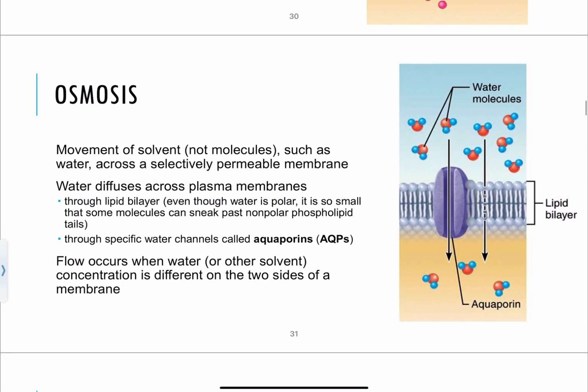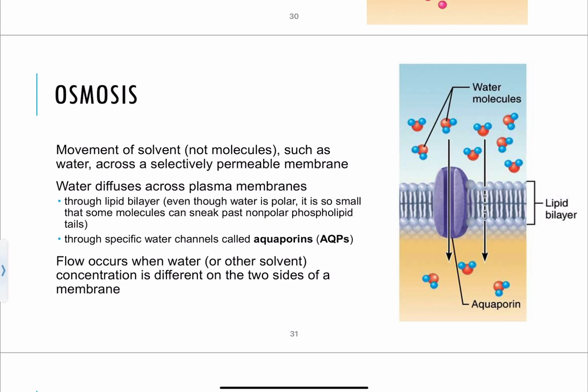The third type that we need to talk about is going to be osmosis. When we talk about osmosis, we're talking about the movement of water or the solvent, not the solute particles. So when we talked about facilitated diffusion or simple diffusion, we're talking about molecules crossing the plasma membrane. When we talk about osmosis, we're talking about the movement of water, either from the outside to inside of the cell or from the inside of the cell to the outside of the cell.